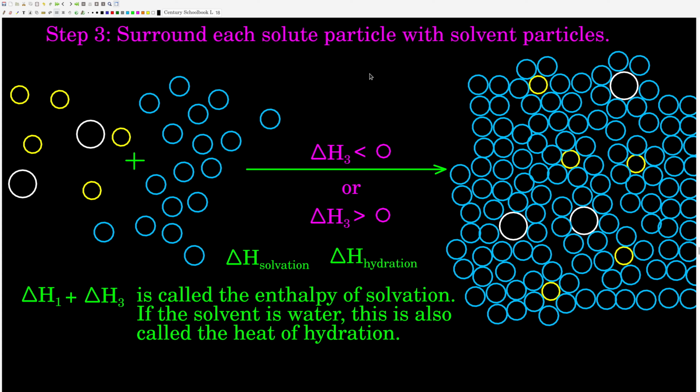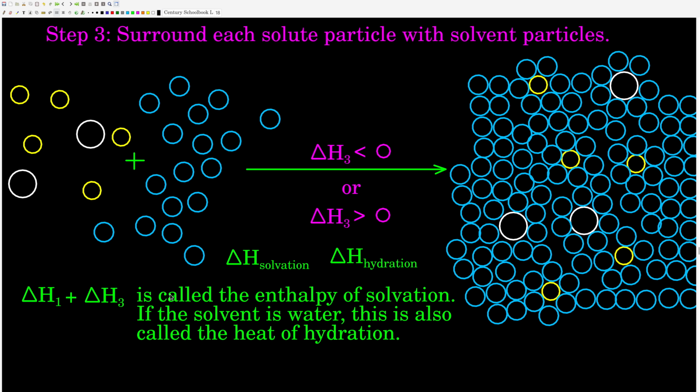And step 3. At this point, guys, we have the solute particles all separated from each other, and the solvent particles all separated from each other. Now we recombine them and we get the solution, where the solvent particles have surrounded each of the solute particles. The change in enthalpy for this process, which we'll call delta H3, can be either endothermic or exothermic, negative or positive. And it depends.